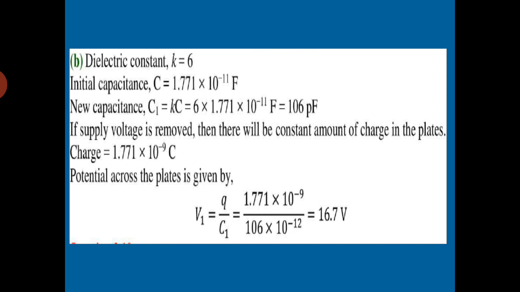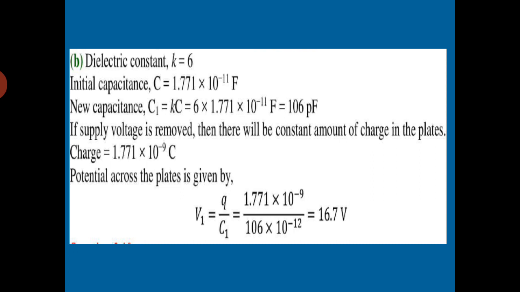Now what is the effect on the potential? We know potential is given by Q by C. Q is constant, no change. C is now K times. So it means potential, as it is inversely proportional to C and Q here is constant, will also decrease by a factor of K. Right? Decrease by K means it will be V by K.